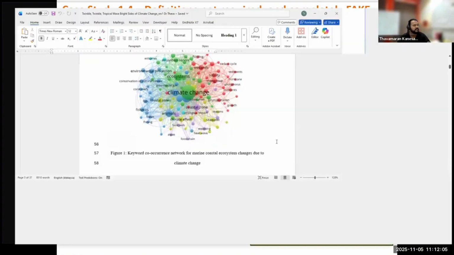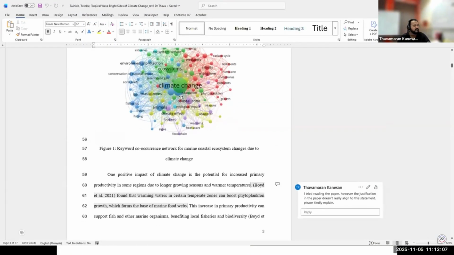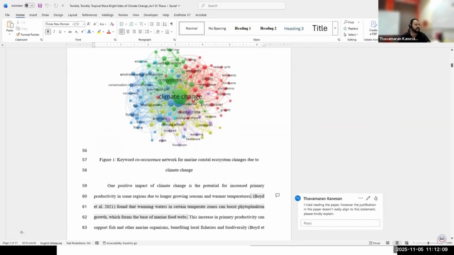Okay, this is a simple example. A systematic review paper that I'm co-authoring with an associate professor. These are certain parts his student was supposed to write, but the student fully used AI, generated and pasted only. This particular statement: Boyd 2021 found that warming waters in certain temperate zones can boost phytoplankton growth, which forms the base of marine food webs.